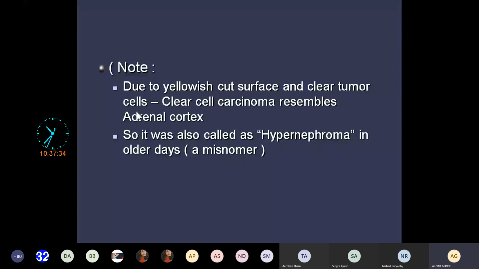These days this name is obsolete, not used, but still sometimes some examiner may ask in the viva what is hypernephroma and why it is called hypernephroma. That is because the cut surface is yellowish, somewhat like an adrenal tumor, and the tumor cells are clear, and that also looks like adrenal cortex cells.